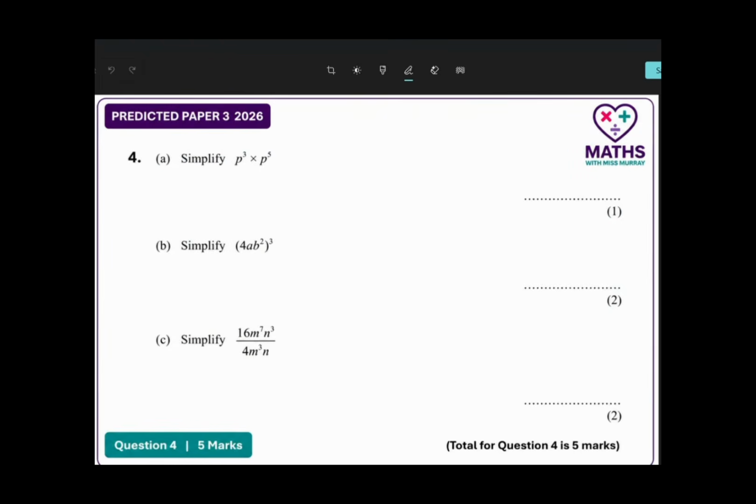Question 4 is asking you to simplify with algebra. This requires you to know your laws of indices. Again, very common questions to come up on exam papers. So the rules that you need to know are, if you have the bases the same, that means they're the same letter or the same number, and you're multiplying, then you're going to add your powers together. So when you're multiplying and the base is the same, you add your powers.